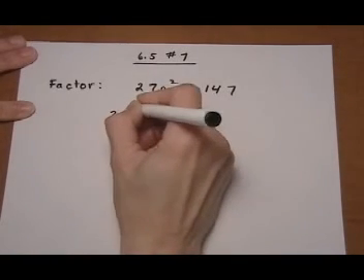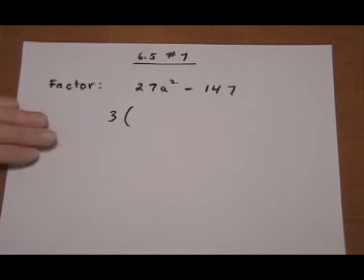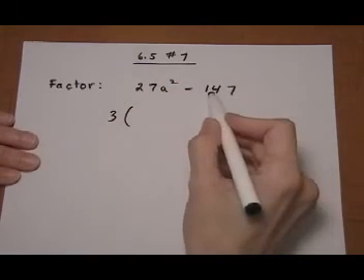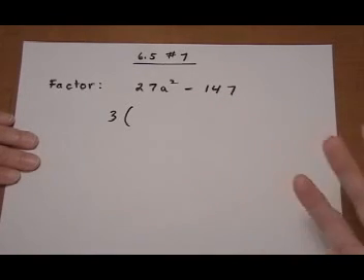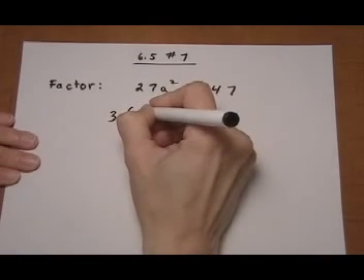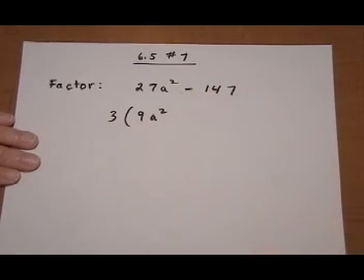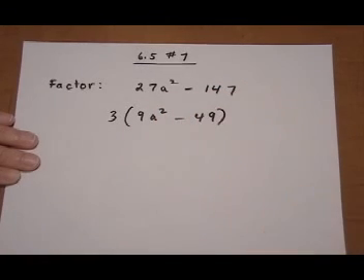And if you're not sure if there's a greatest common factor, just play around with it and see if you can pull one out. So I would take the 147 and try dividing it by prime numbers, usually 2, 3, 5, 7, just see if anything works. And we'd quickly see that the 3 comes out. So I get 9a squared, take away 49 as my leftovers.